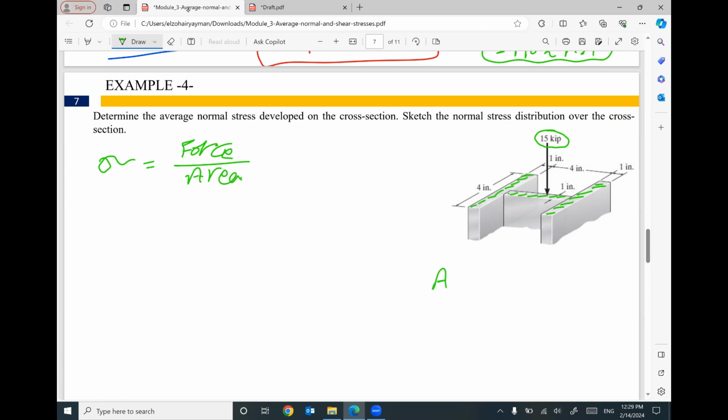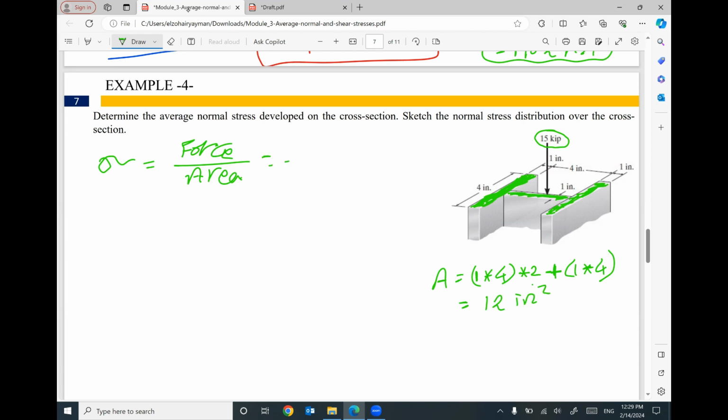What is the area of this cross section? So the area equals 1 inch times 4 times 2. This rectangle has an area equal to 1 times 4. And this rectangle is repeated one more time on the other side. This is the reason I multiplied it by 2. Plus this web is a rectangle with an area equal to 1 times 4 also. So we have 12 inches squared. This is the area of the cross section.